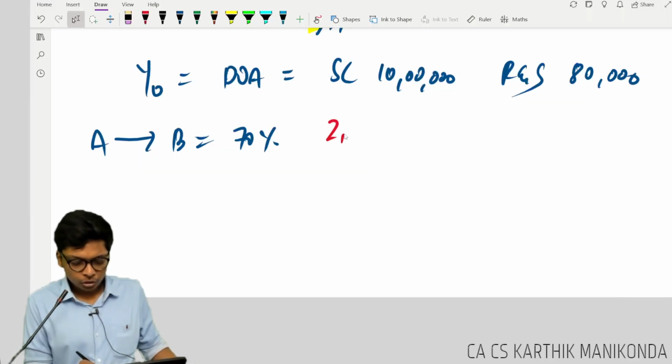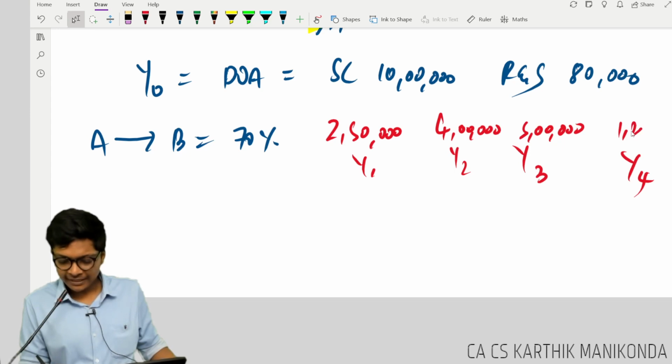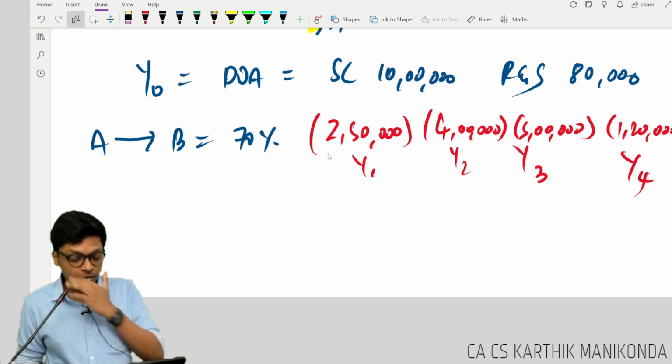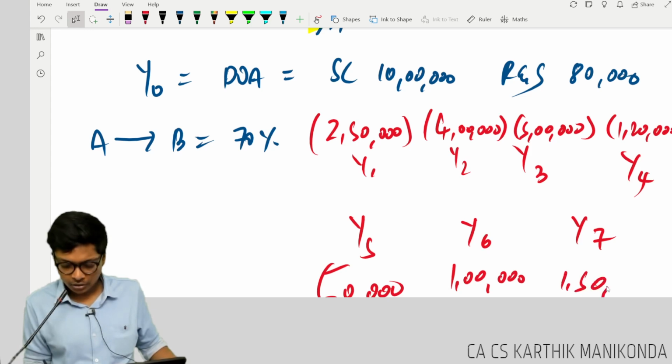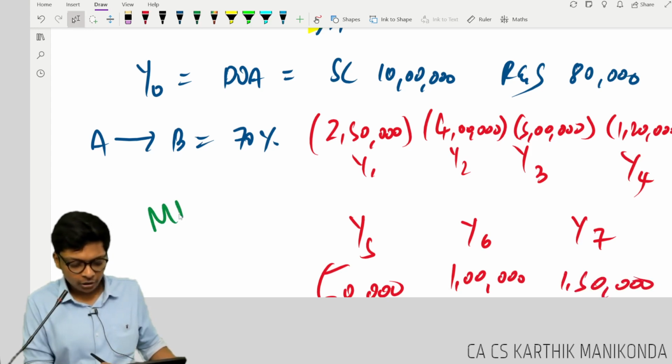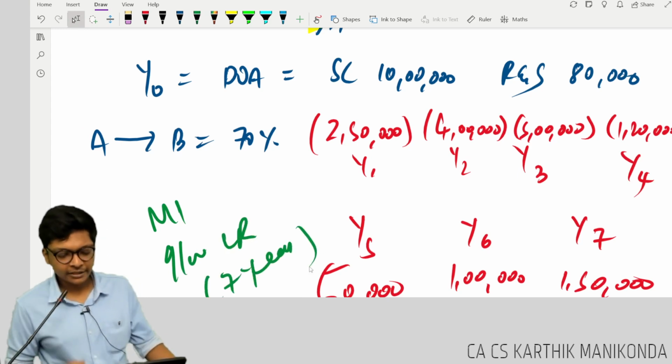So it will be 2,50,000, then year 3, year 4, let me write 2,50,000, 4 lakhs, 5 lakh, 1,20,000. Okay guys, year 5, year 6, year 7, we got a profit of 50,000, 1 lakh and 1 lakh. That's it, the question is done. This is the summary. We have to compute minority interest, goodwill or capital reserve for all the 7 years.